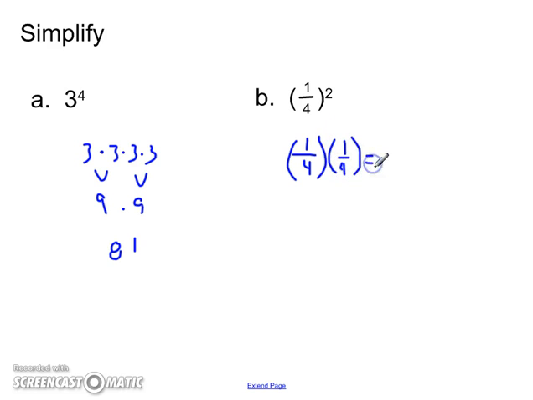1/4 squared means 1/4 times 1/4. Okay, and we know in our multiplication of fractions, we look for reductions. There are none. 1 times 1 is 1. 4 times 4 is 16.